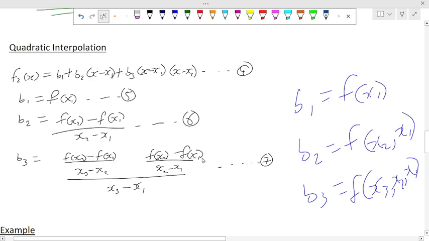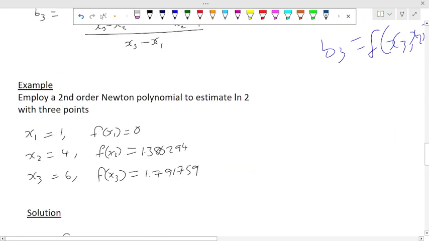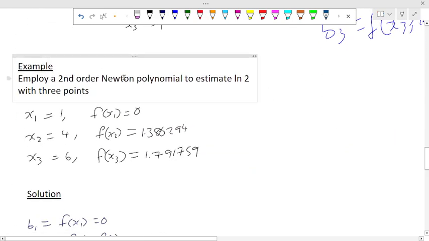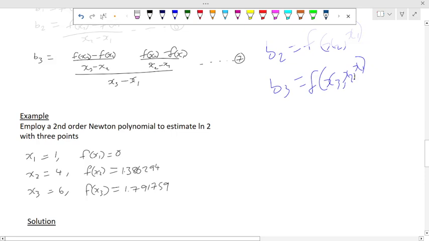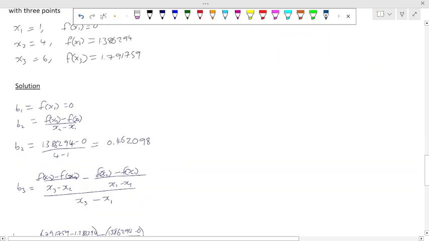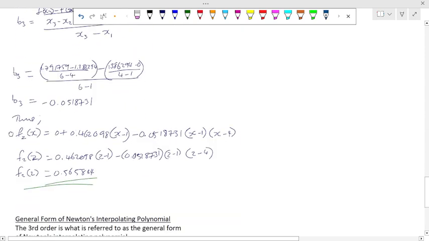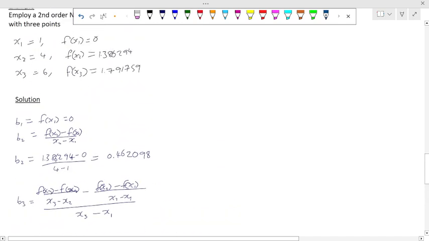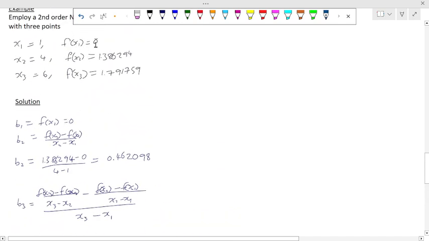Okay, that's clear. So the example here just says employ a second order Newton polynomial to estimate length 2 with 3 points. So they have given us x1, x2, x3, f of x1, f of x2, f of x3. So all we have to do is just to put in the values. So find b1, b2, b3, and then substitute into the equation. That's all. b1 of course is this 0, b2 is this, so you just plug in the value.